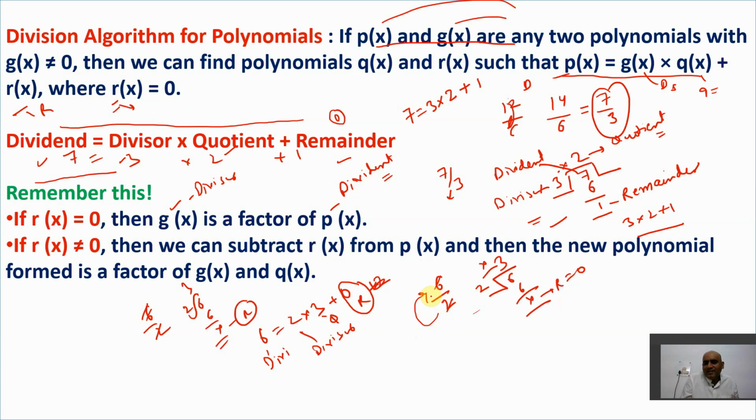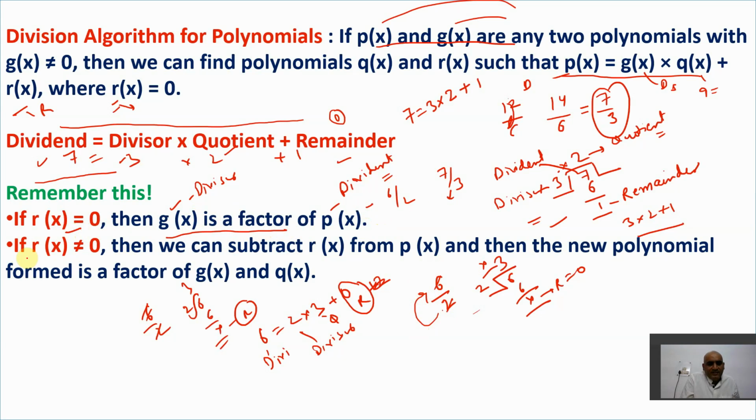Because it exactly divides that. In mathematical terms, the below number is called the divisor, the above is called the dividend. That means the divisor is a factor of the dividend. That's the point, no? So I hope you get this point. That's why it is written that if rx is equal to 0, that means if the remainder is 0, then gx will be a factor of this. That means a divisor is a factor of the dividend. I've taken the example of 6 by 2 for you.